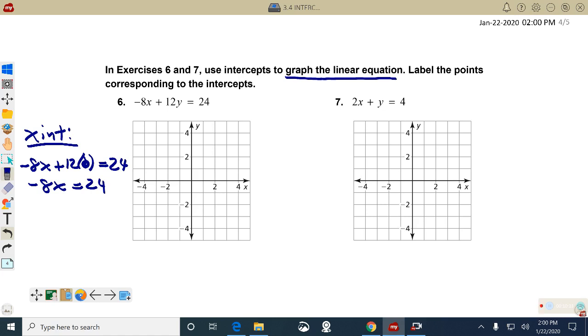So I'll divide both sides by a negative 8. Negative 3, 0 is the x-intercept. So I'm going to plot that. Plot it with me. Negative 3, 0 is right there. Plot a point at negative 3, 0. Easy.